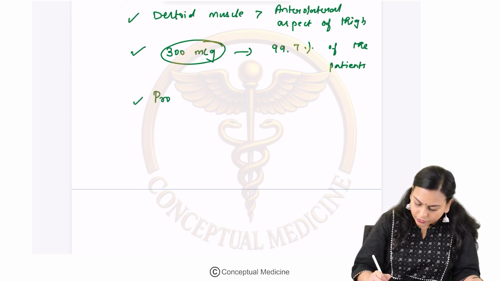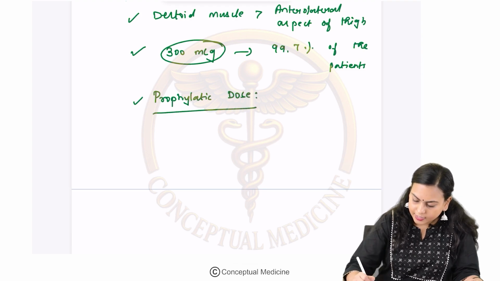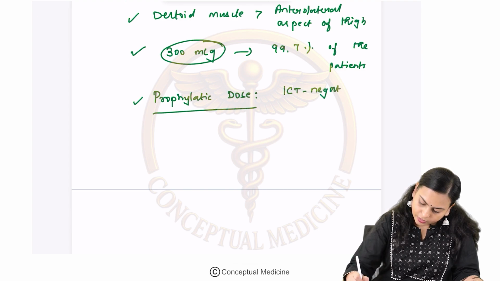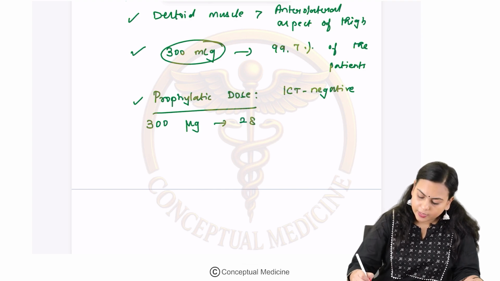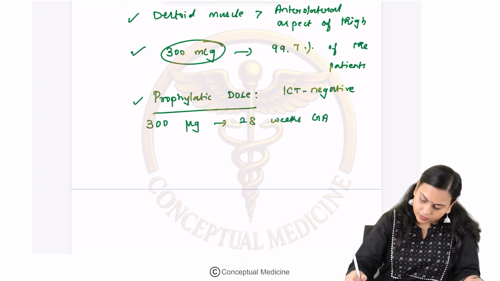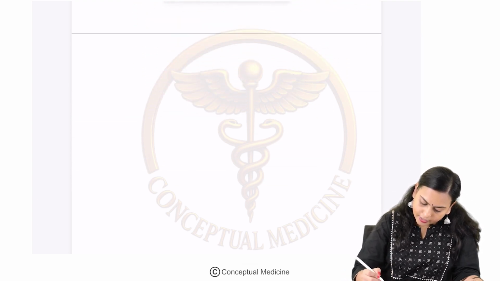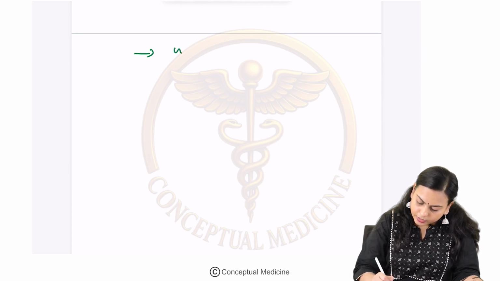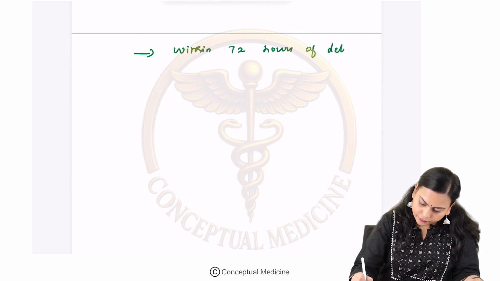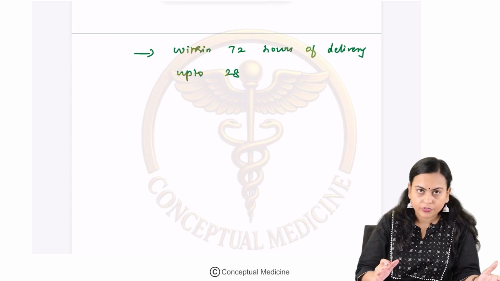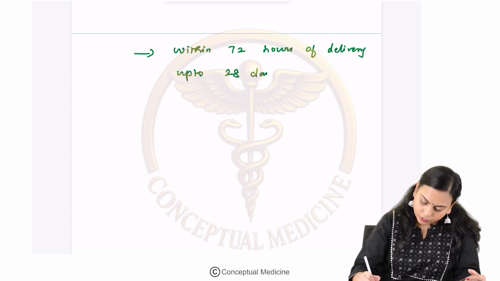If you see the prophylactic dose of anti-D that we give in an ICT negative woman, it is 300 microgram given at 28 weeks of gestational age, and it is also given after birth, within 72 hours of delivery. Ideally it must be given within 72 hours of delivery, but it can be given up to 28 days after birth also.